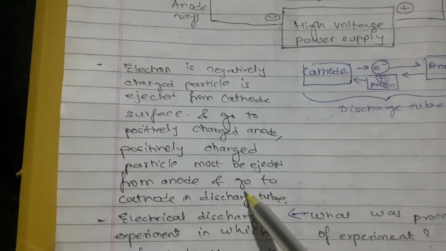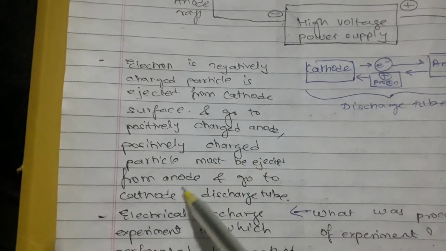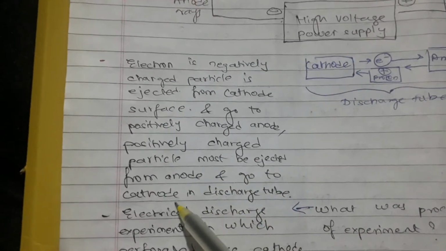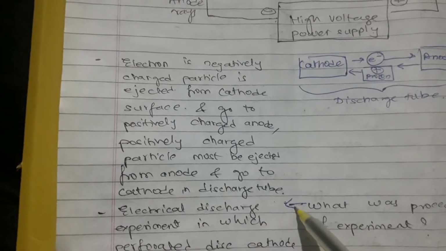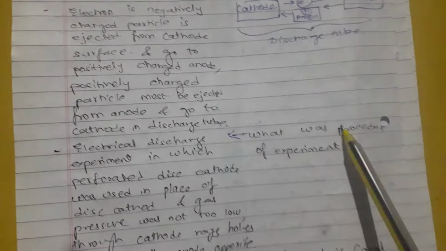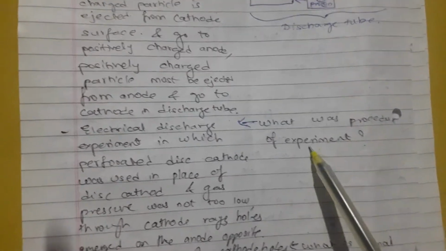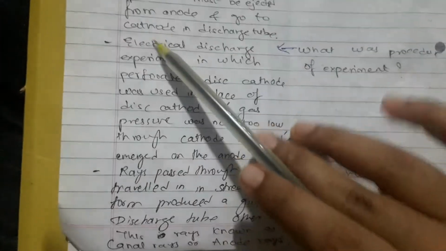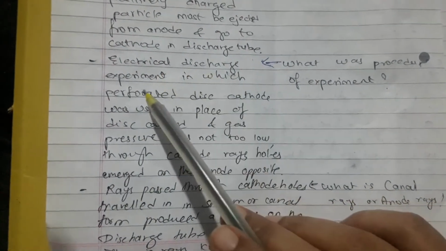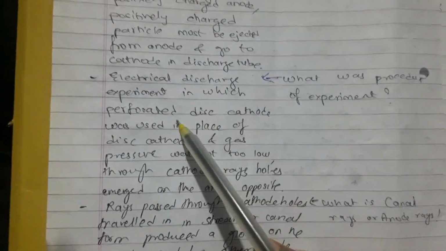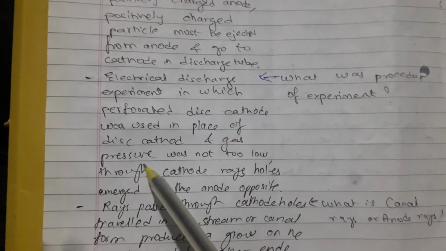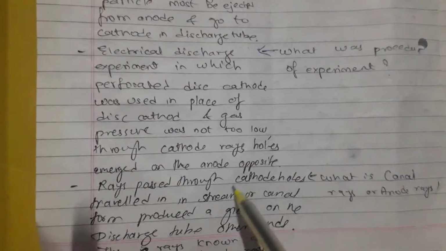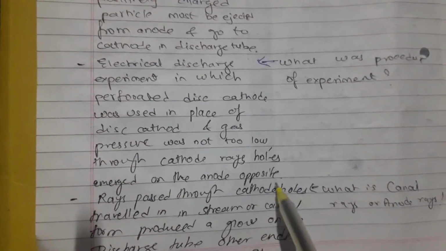And from the anode, some positively charged particles also get ejected and go towards the cathode in the discharge tube experiment. Then what was the procedure of the experiment? The procedure was an electrical discharge experiment, in which a perforated disc cathode was used in place of a full disc cathode, and the gas pressure was not too low. Through the cathode, rays emerge through the holes on the side opposite the anode.